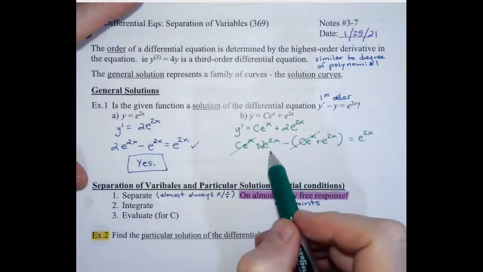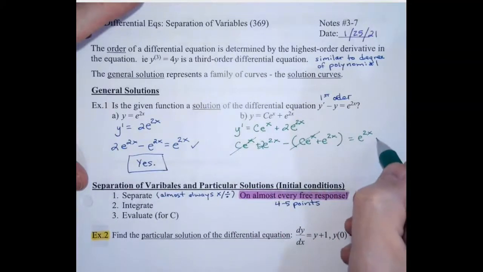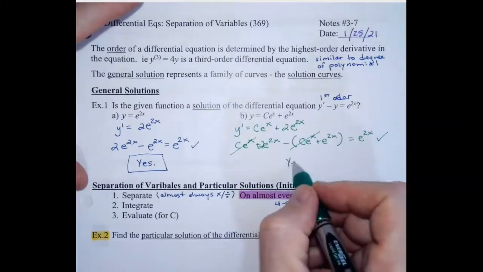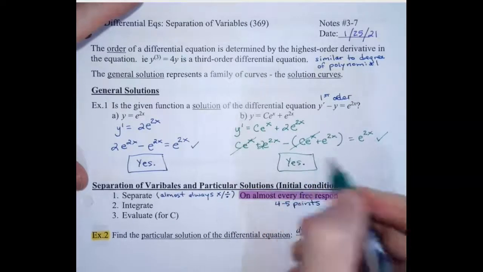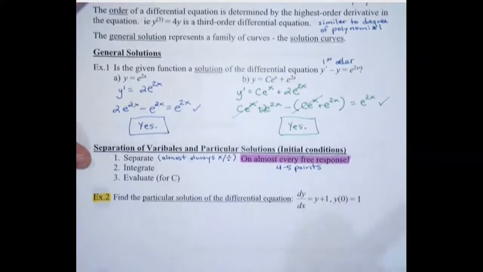And now we're back to kind of what we had over here. 2 of these minus 1 of these equals that. So that is true. So this is also yes. So you can't assume that one's going to be yes and one's going to be no necessarily either.